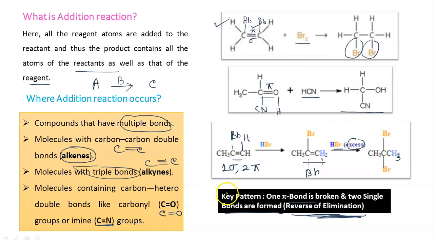Now why is it so? Because as we have said, the key pattern is that 1 pi bond will be broken. So there must be 1 pi bond, so multiple bonds must be present. The sigma bond will remain intact but the pi bond will be broken. So these are some of the examples of addition reaction.